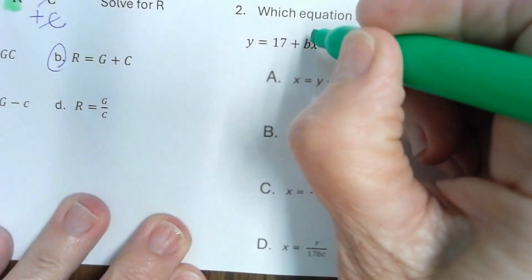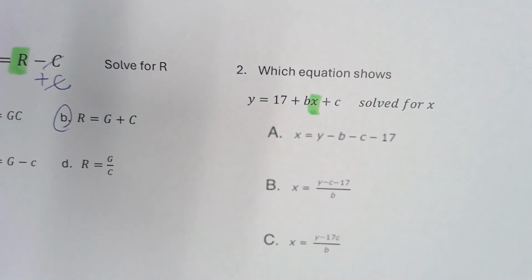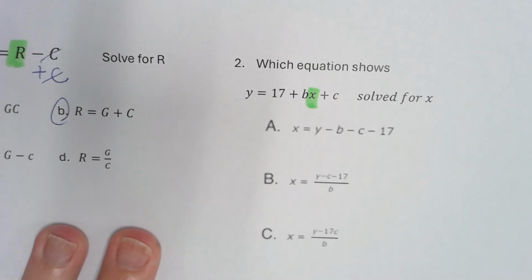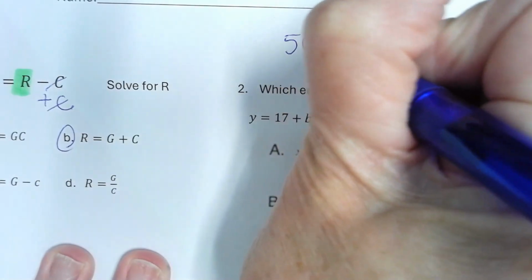Another one says solve for X. So we want X to stay put, and we want to move everything else. So y'all, you could almost look at this kind of like this problem. Let me see if I can give you something that might look familiar.